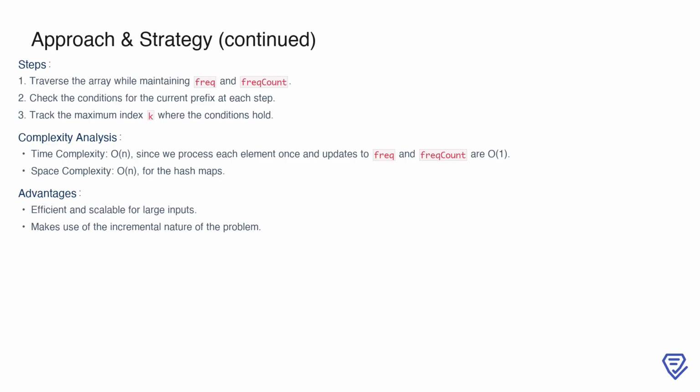In terms of complexity, this method processes each element in constant time, leading to an overall time complexity of O(n). The space complexity is also O(n), as the hash maps grow with the number of unique elements in the array. This strategy is both efficient and scalable, leveraging the incremental nature of the problem to avoid redundant computations and enabling it to handle large inputs effectively.